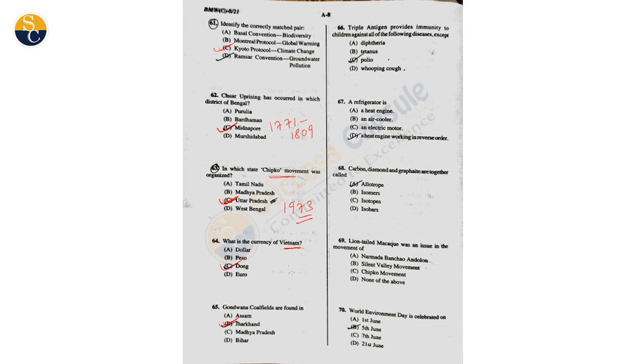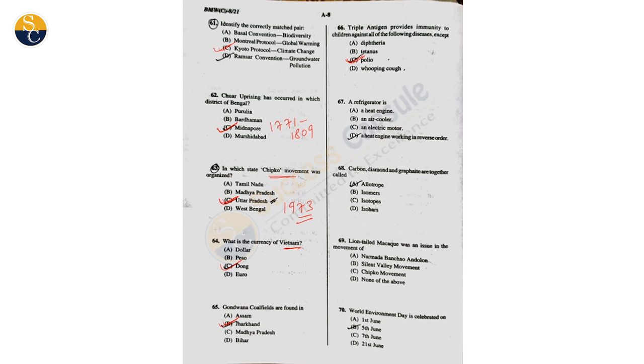Next, triple antigen provides immunity to children against all of the following diseases except diphtheria, tetanus and whooping cough. So, answer here will be C, polio. But injectable polio vaccine has been introduced as an additional dose along with the third dose of DPT.